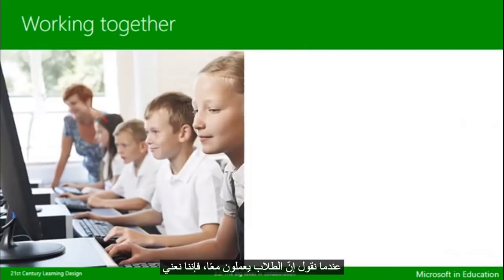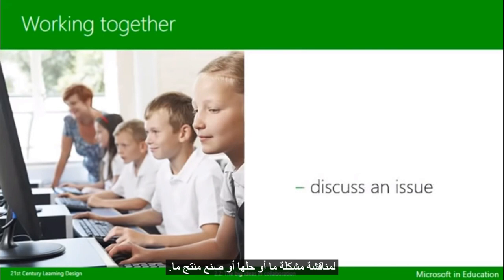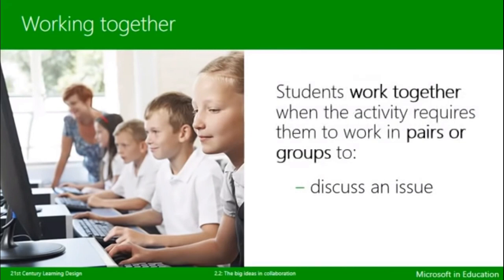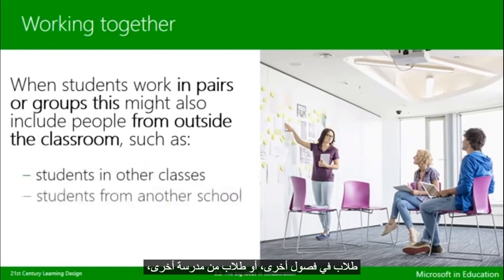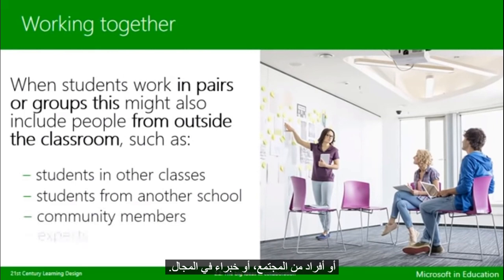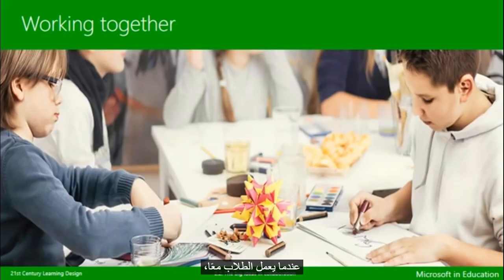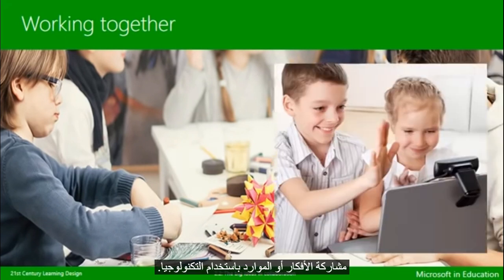When we refer to students working together, we mean that the learning activity requires them to work in pairs or groups to discuss an issue, solve a problem, or create a product. When students work in pairs or groups, this might also include people from outside the classroom, students in other classes, students from another school, community members, or experts in the field. When students are working together, they can be working face-to-face or by using technology to share ideas or resources.